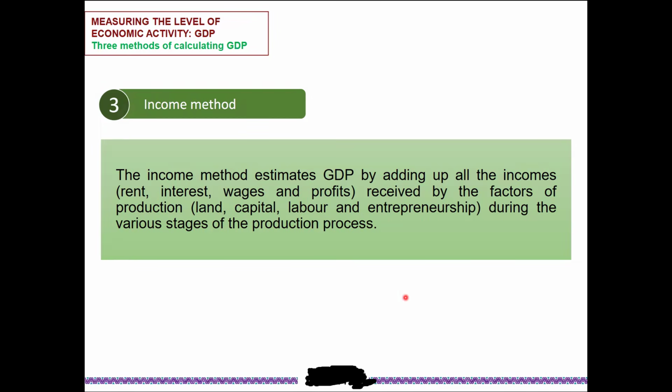So we also have the income method. The income method calculates GDP by adding up all the incomes received by the factors of production, right? During the stages of production. So our factors of production are land, capital, labor, and entrepreneurship. And the income they receive: land receives rent, capital receives interest, labor receives wages, and entrepreneurship gets profits. So when you're using the income method, you basically add all the incomes earned by the factors of production, right?